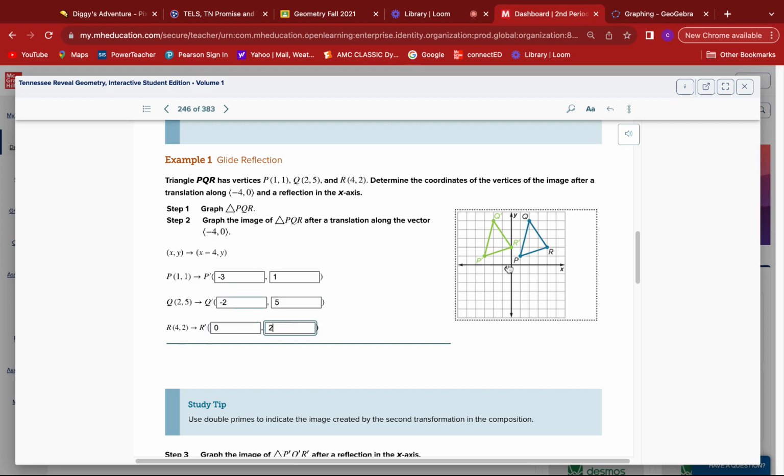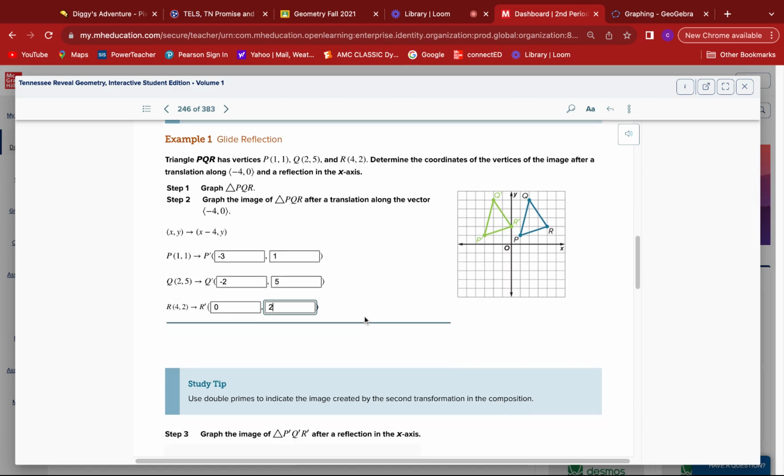All right, so the new P prime is left 3, up 1, and you can see we have that. Q prime is left 2, up 5, and you can see we have that. And R prime is over nothing, up 2. So that 0 means we don't shift left or right anything, and then up 2. Okay, so you visual people, you've got it, and you non-visual, just plug and chug people, we've got it.